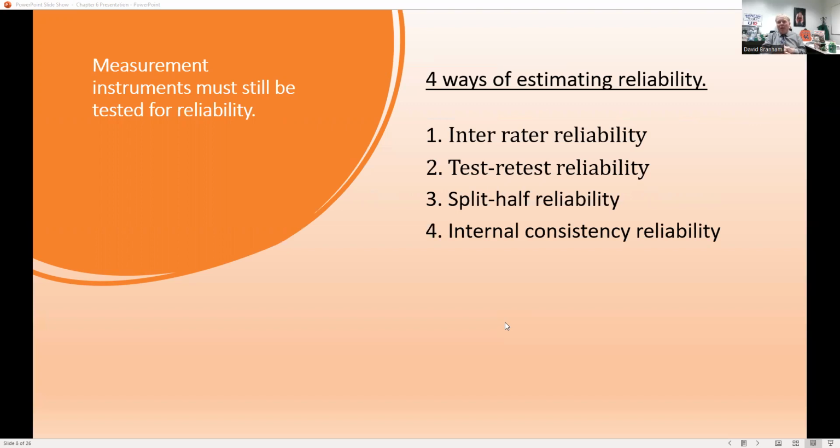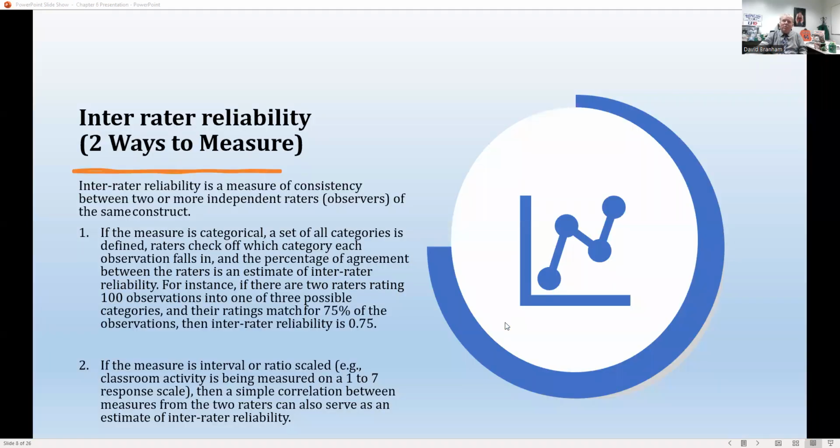And there's 4 ways that we're going to go over. Inter-rater reliability, retest reliability, split half reliability, and internal consistency reliability. The first one, inter-rater reliability, there's 2 ways to measure this. Inter-rater reliability is a measure of consistency between 2 or more independent raters or observers of the same construct.